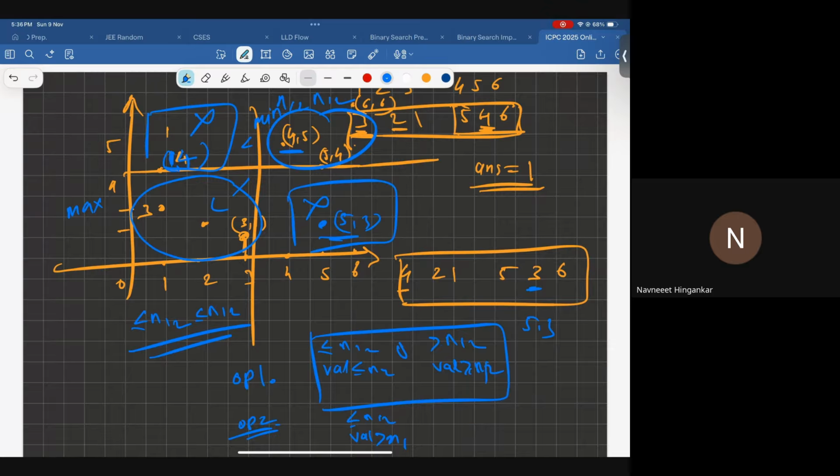And operation 2 is basically index less than or equal to n by 2 and value greater than n by 2, or index greater than n by 2 and value less than n by 2. Operation 1, operation 2, and within two operations you can delete the entire subsequence. Everyone understood this logic of how this is working?